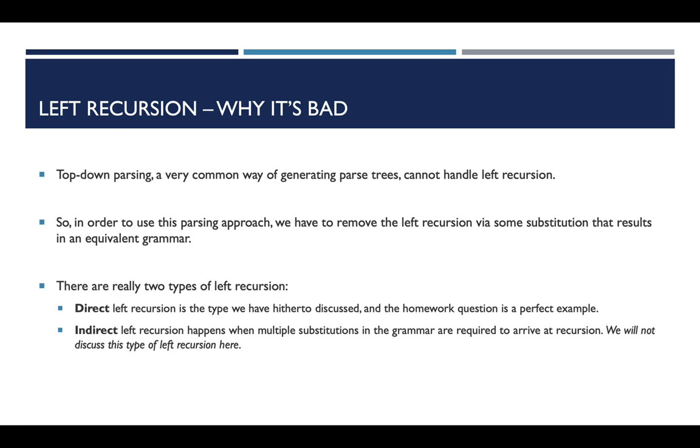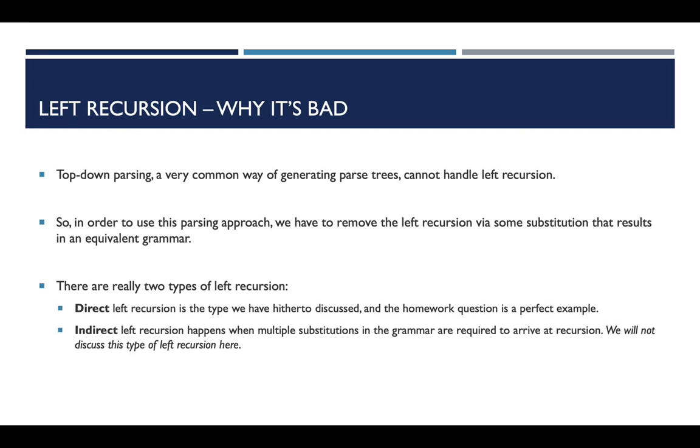So in general, in the wide world of recursion, there are two different types of left recursion. There's what's called direct left recursion, which is exactly what we've been talking about, right? So you have a variable, and on the right-hand side of some production, beginning with that variable, you have the variable itself. That is direct left recursion.